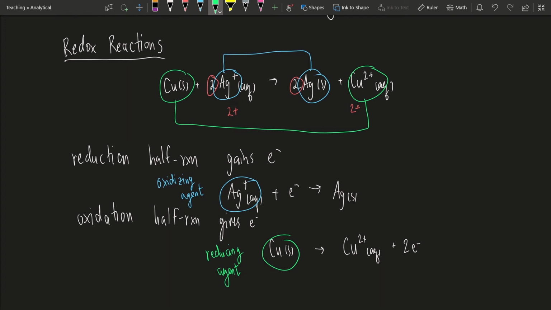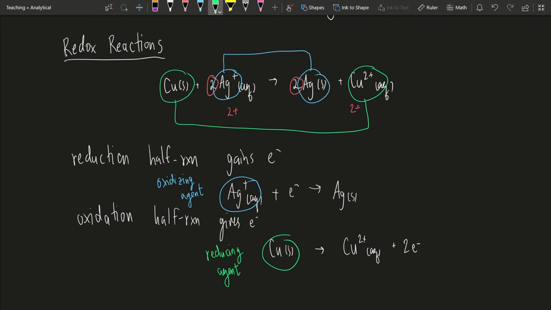So notice that this is a little bit confusing, so you may have to slow down a little bit. The oxidizing agent oxidizes something else, but itself is being reduced. In this case, silver ion goes to oxidize the copper to copper 2 plus, but the silver ion itself receives the electron. So this is why the silver ion, being the oxidizing agent, is reduced and undergoes the reduction.